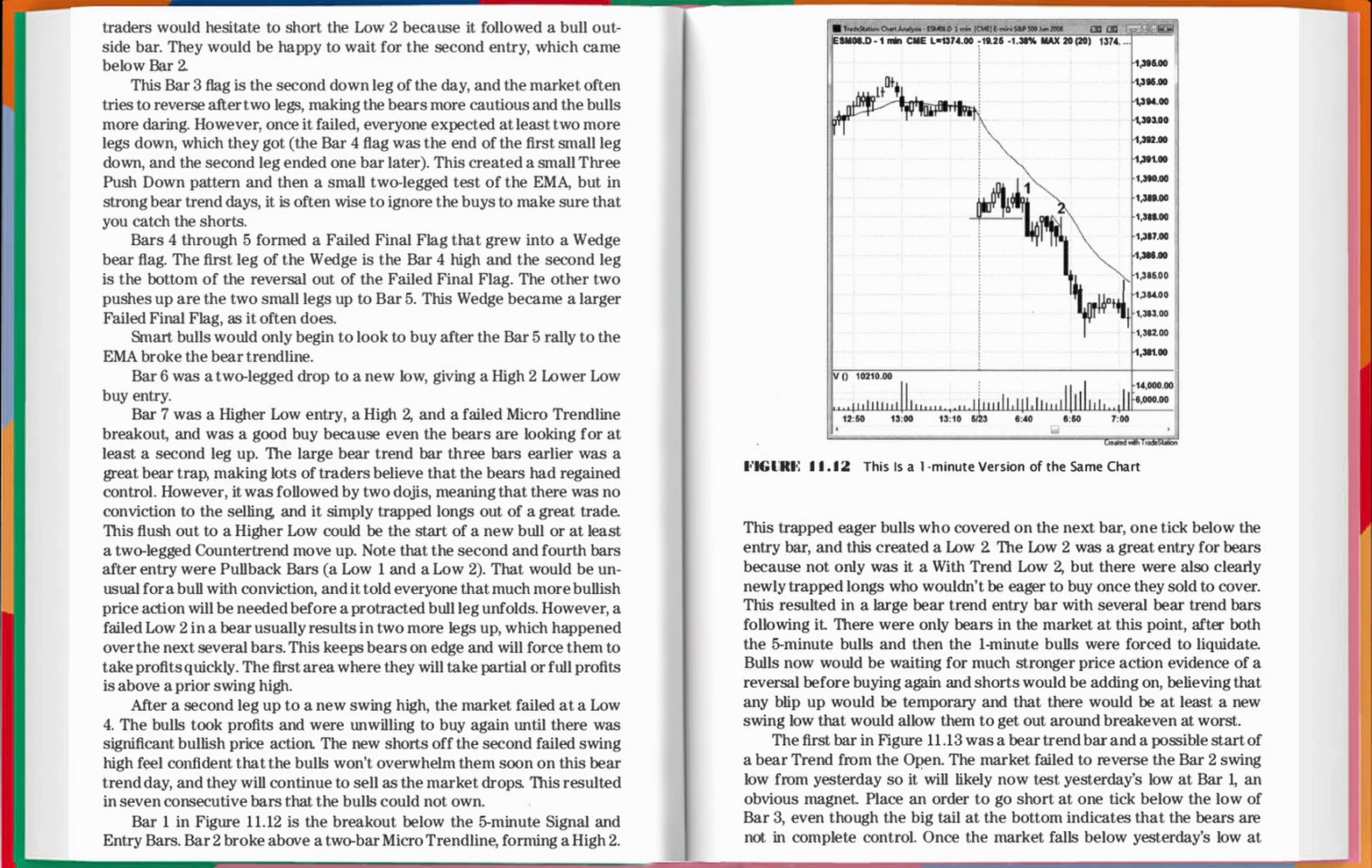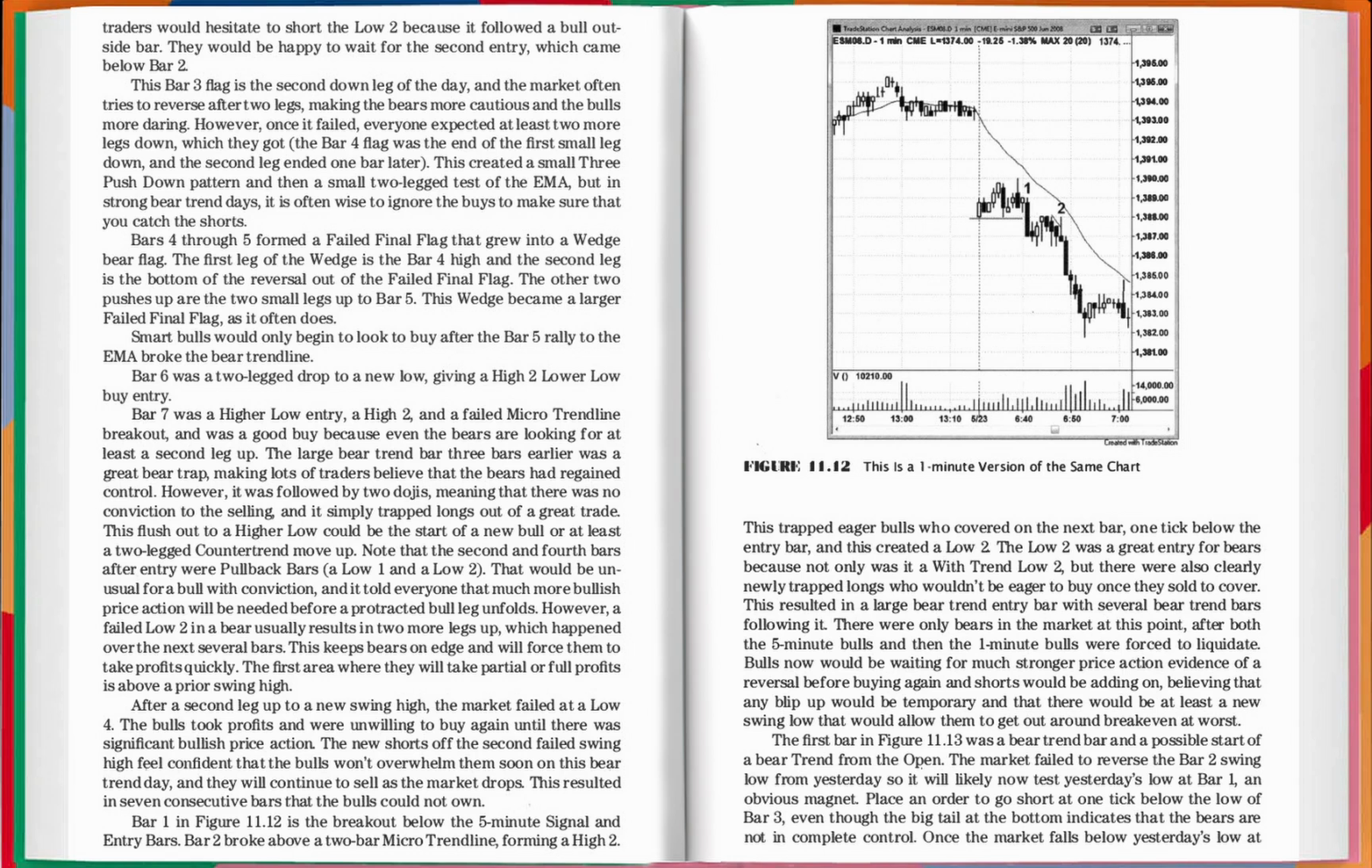Smart bulls would only begin to look to buy after the bar 5 rally to the EMA broke the bear trendline. Bar 6 was a 2-legged drop to a new low, giving a high 2 lower low buy entry. Bar 7 was a higher low entry, a high 2, and a failed micro trendline breakout, and was a good buy because even the bears are looking for at least a second leg up.